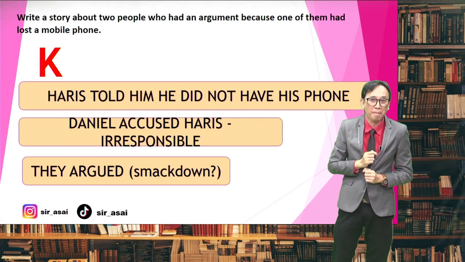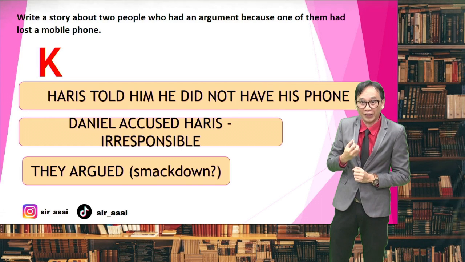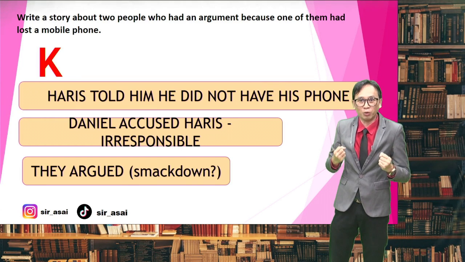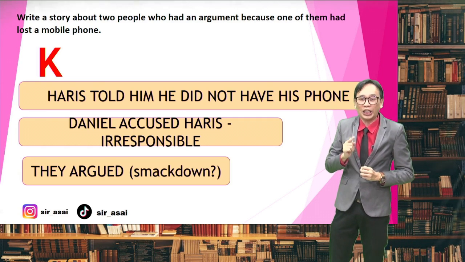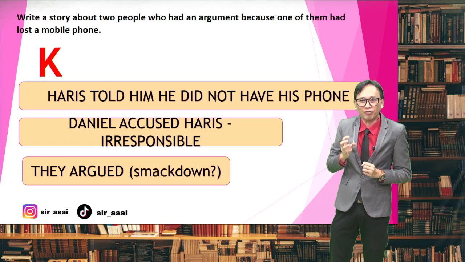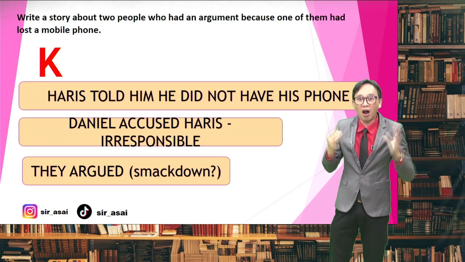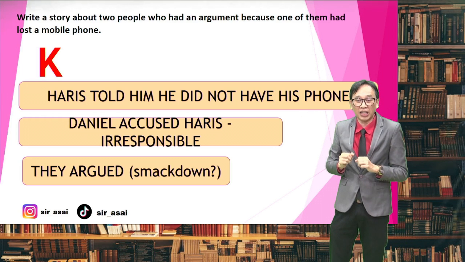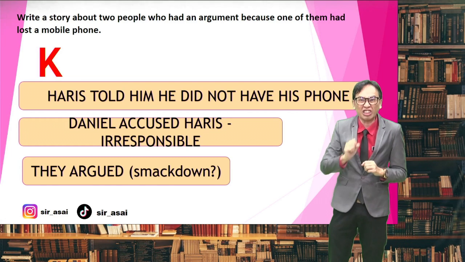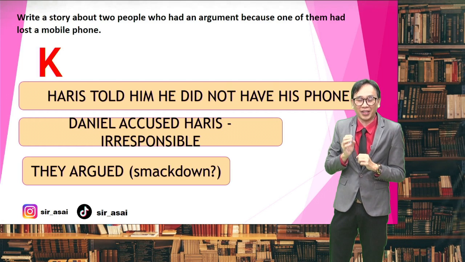For my climax, when Daniel asked Harris for his phone, Harris told him that he did not have his phone. So Daniel was livid, angry, furious, right? He accused Harris of being irresponsible, a bad friend. So they argued with each other. Maybe there's a smackdown or throwing insults at each other, shouting like, your mother is green, something like that. So that is the climax.